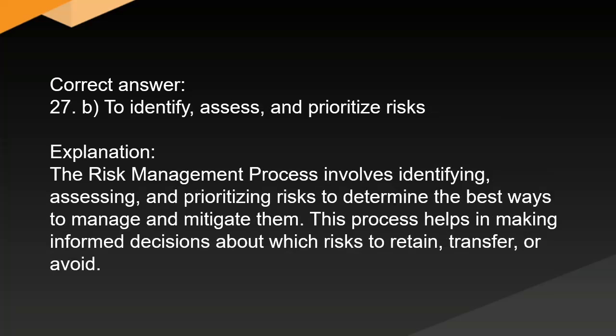Correct answer: B. To identify, assess, and prioritize risks. Explanation: The risk management process involves identifying, assessing, and prioritizing risks to determine the best ways to manage and mitigate them. This process helps in making informed decisions about which risks to retain, transfer, or avoid.